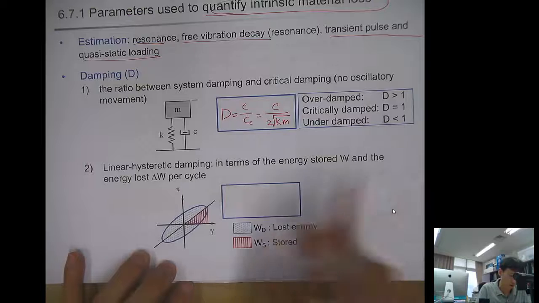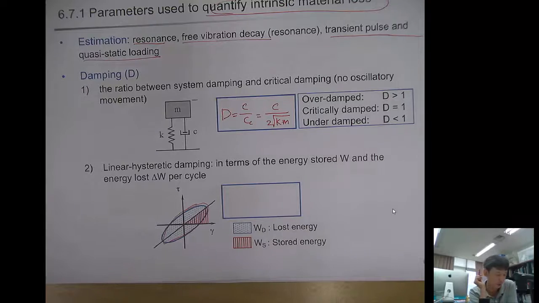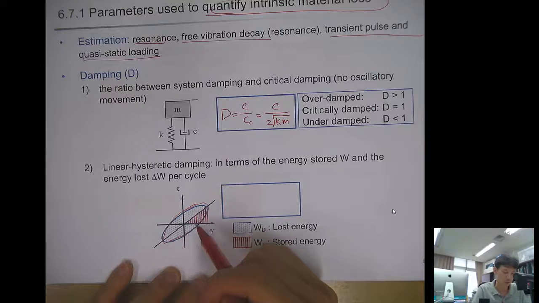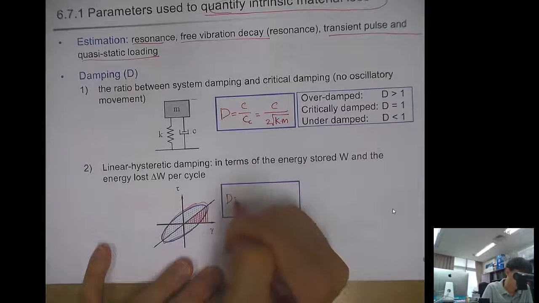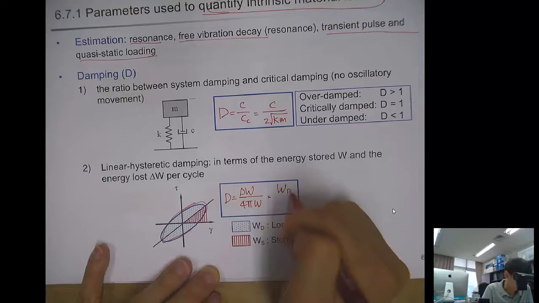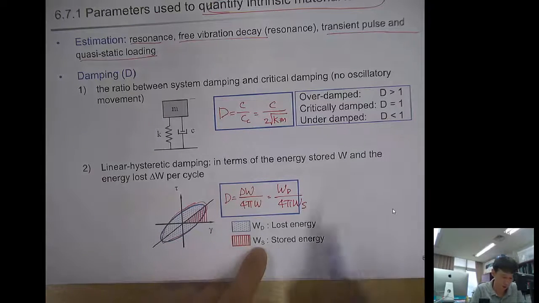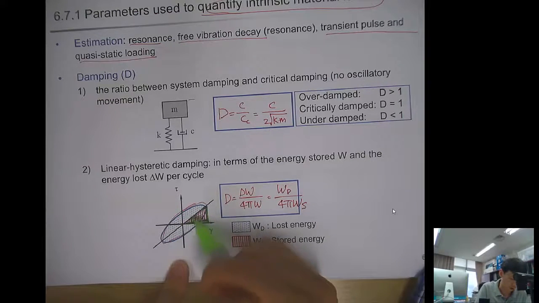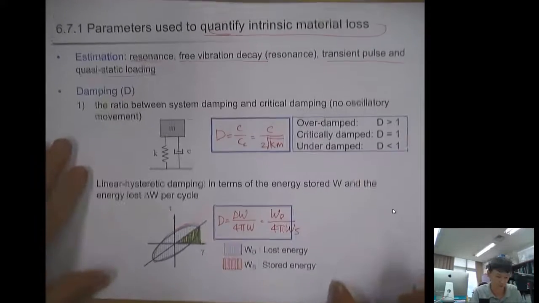If you can obtain the stress-strain curve with the hysteresis, like this kind of a loop, then the energy dissipation can be estimated using the area calculation. So then D is delta W over 4 pi W. Here the S is the stored energy that's hashed with this triangle, and the blue one is the lost energy.